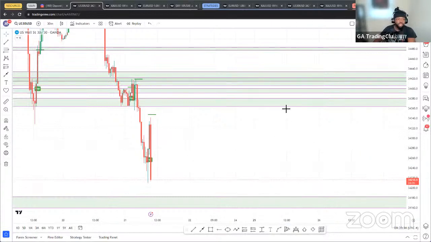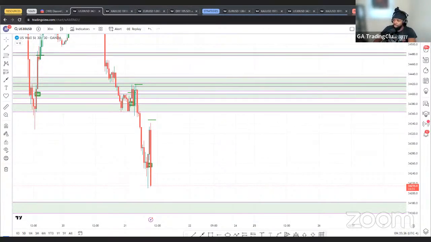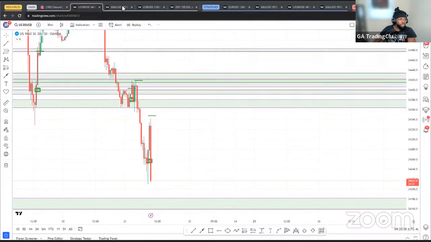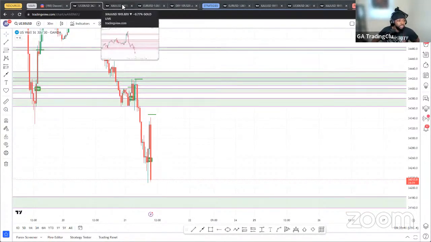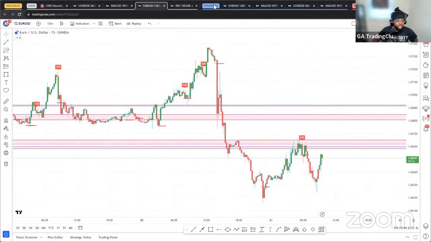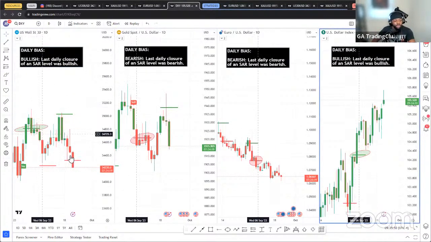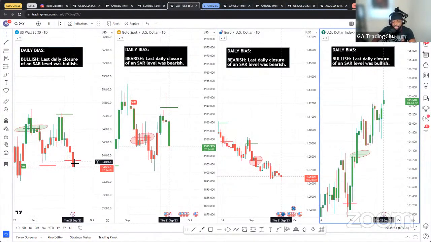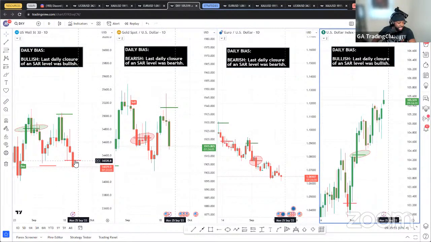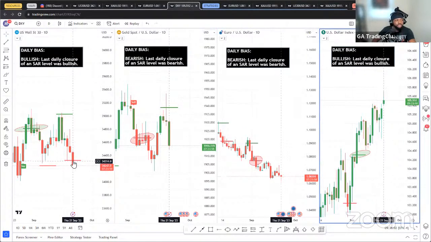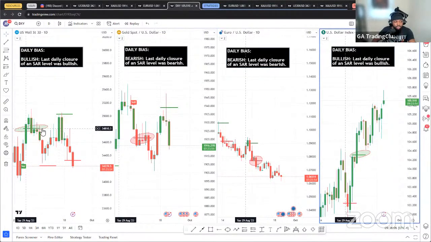All right, good morning, guys. Today is September 21st. As always, doing analysis for US 30, gold, and EU. Looking at the daily bias, my daily bias for US 30 is still bullish. However, you can see we have this daily SAR that just formed here. If this daily candle closes below this live SAR, my bias for US 30 will shift from bullish to bearish. But as of now, my bias is still bullish.